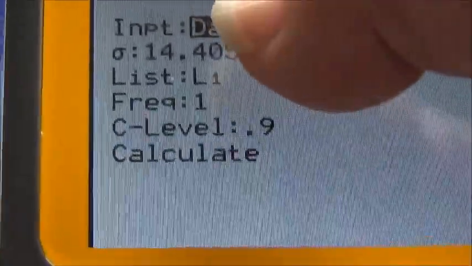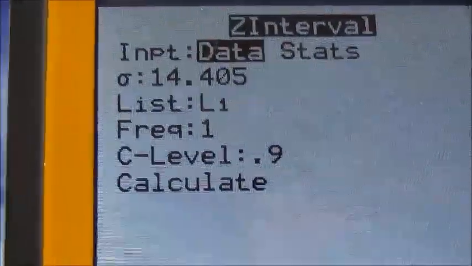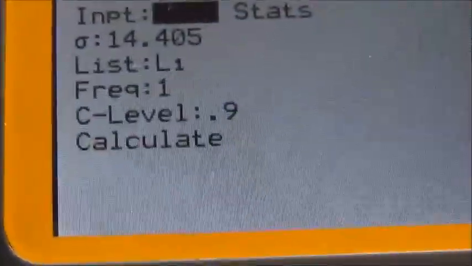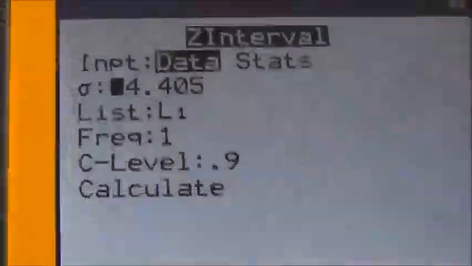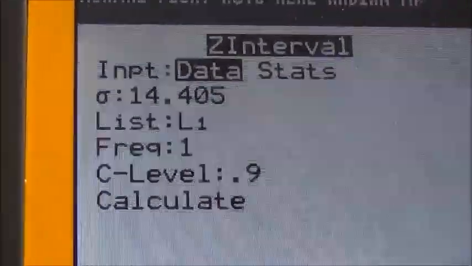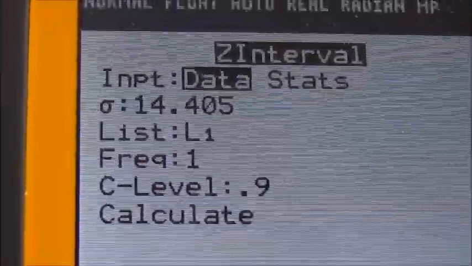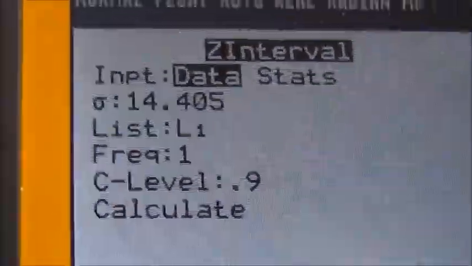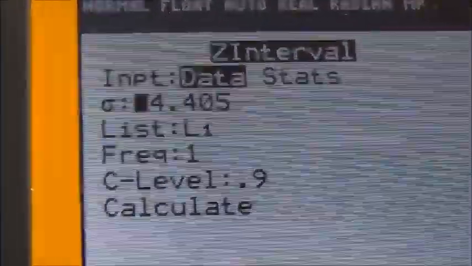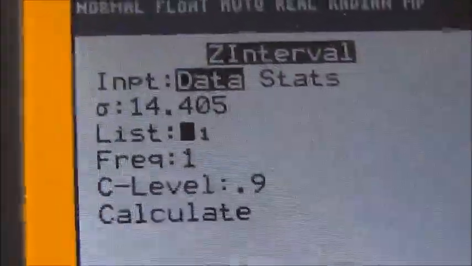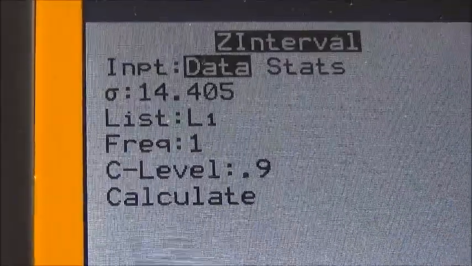We are going to use the data that we typed in list 1. So if that's not highlighted, highlight it and hit enter so that it's blinking. Standard deviation, 14.405, which I looked at my statistics to do, or it's on the paper. But if you needed to know what that was, you could do your 1 variable statistics. My list is list 1. My frequency is 1.